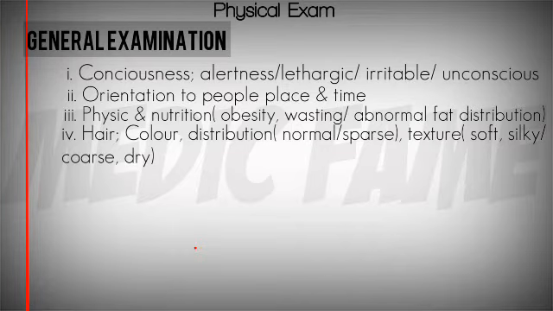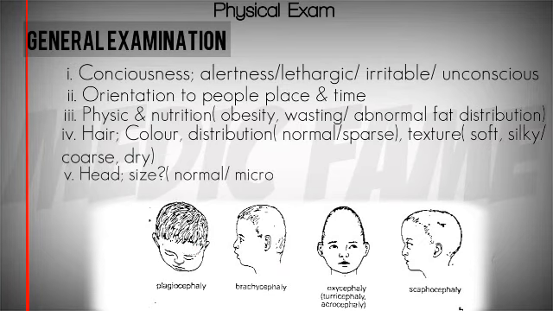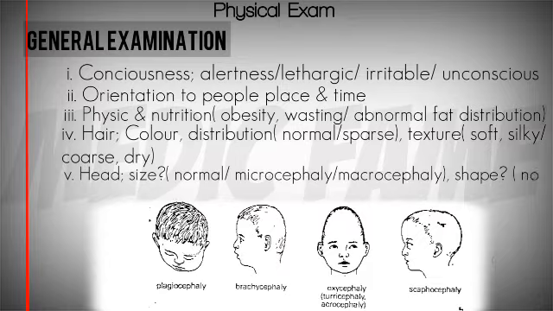Next, the fifth thing to consider is the head, on which we look for the size, if it is normal or microcephaly or macrocephaly. And also we should look at the shape of the head, if it is normal or abnormal.